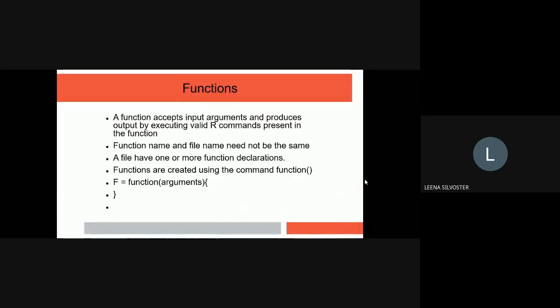Functions. A function accepts input arguments and produces output by executing the valid statements present in the function. Function name and file name need not be the same. A file has one or more function declarations. Functions are created using the command function. With a bracket, you have to specify the arguments.